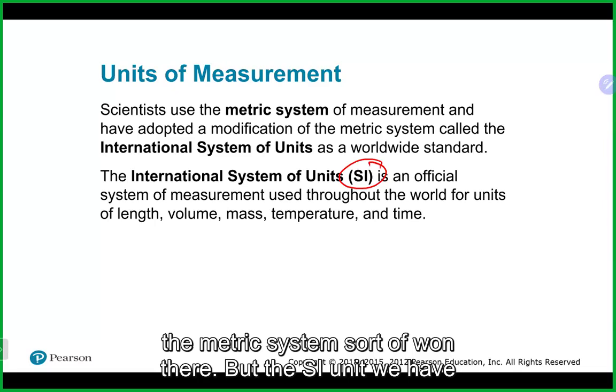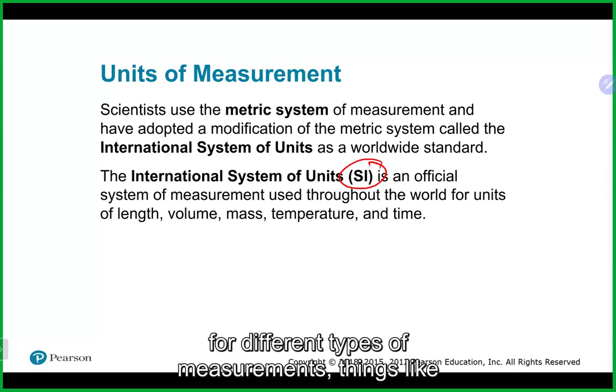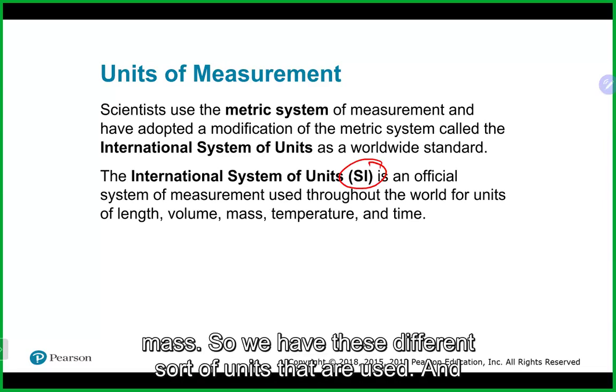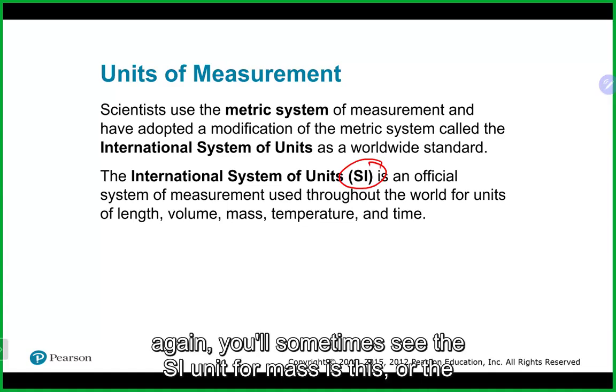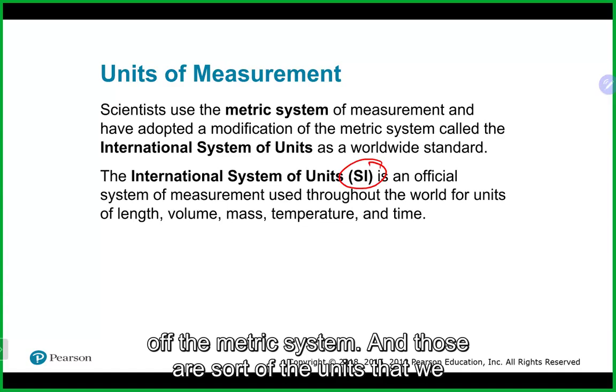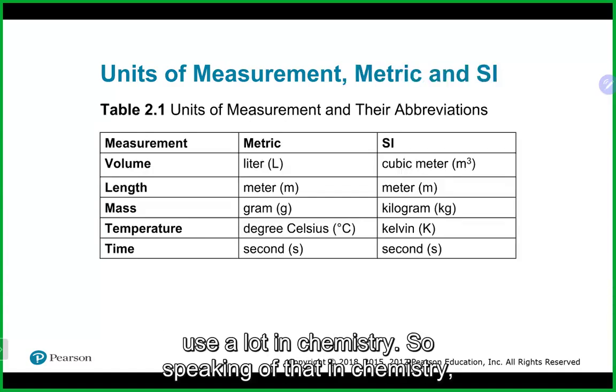The SI unit exists for different types of measurements, things like length, volume, temperature, and mass. You'll sometimes see the SI unit for mass is this, or the SI unit for temperature is this. Again, it's based off the metric system, and those are the units that we use a lot in chemistry.